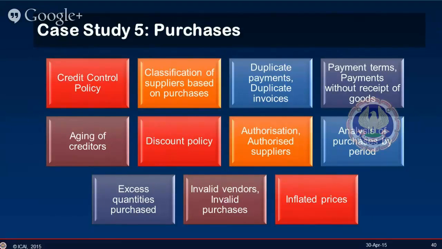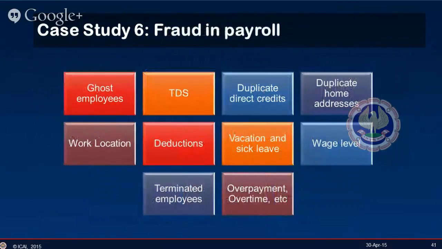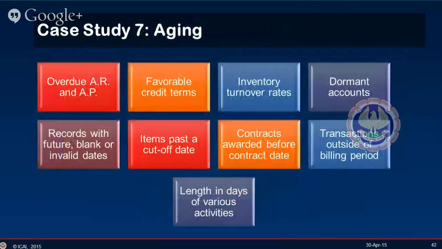Similarly, you have a discount policy. You can also look at the standard prices and find out what the prices are, what items have been purchased, and whether these are within the normal range or beyond, or whether these are inflated. Similarly, for fraud in payroll, you can check whether there are any ghost employees. You can also analyze the data based on the work location. You can also perform aging.